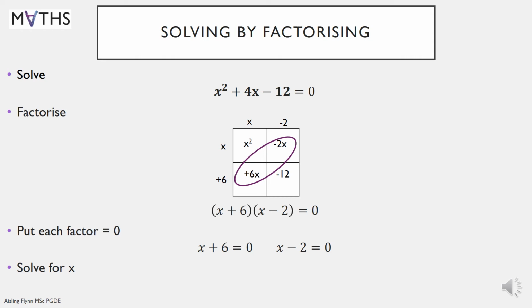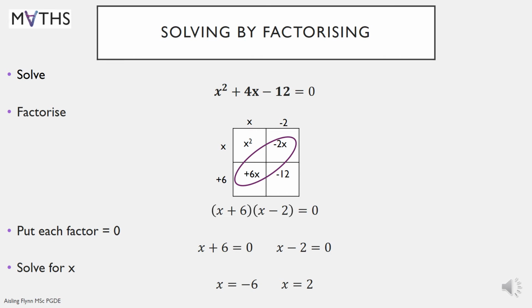Solving for x means you want to finish with x equals. So the first one, you're going to take 6 from both sides and that leaves you with x equals minus 6. And the second one, you would add 2 to both sides. That gives you x equals 2. So there I have two values of x.